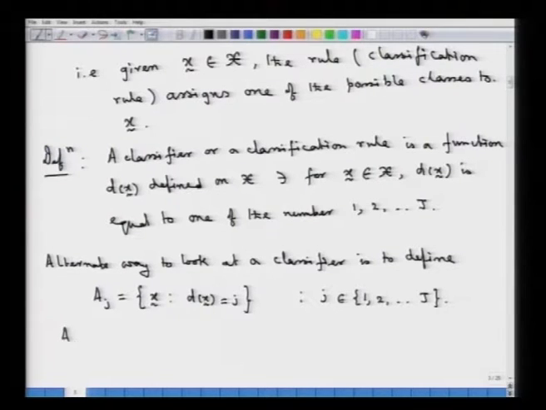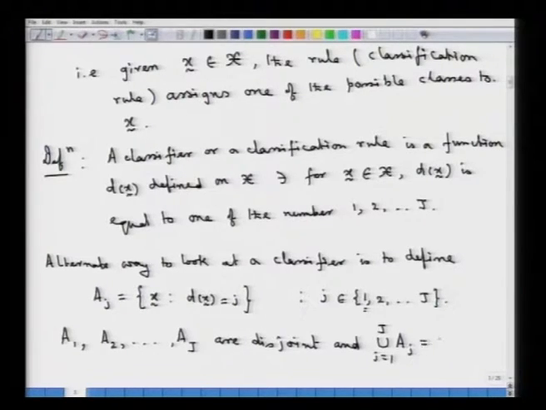So, if we look at these sets now, A1, A2, AJ, so this is the set of x's to which d assigns the number 1. So, for every x belonging to the set A1, the class membership assigned to that is class 1, this particular class, and similarly this for the second class and this for the jth class. So, these are required to be disjoint, and what we would require is that the union of A_j's, j equal to 1 up to capital J, is the entire sample space. Why do we require that?